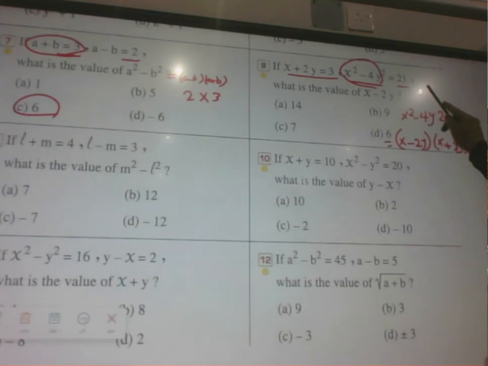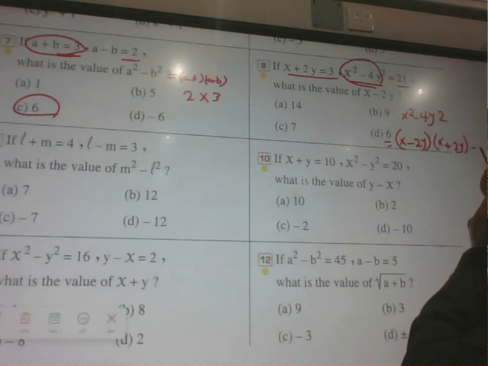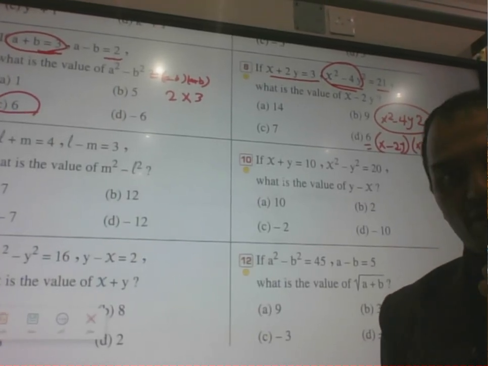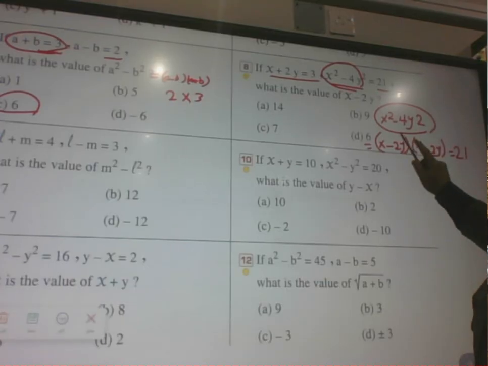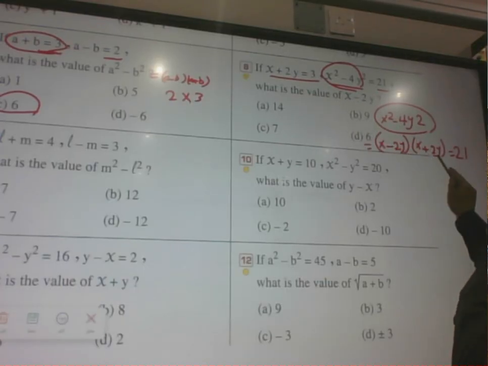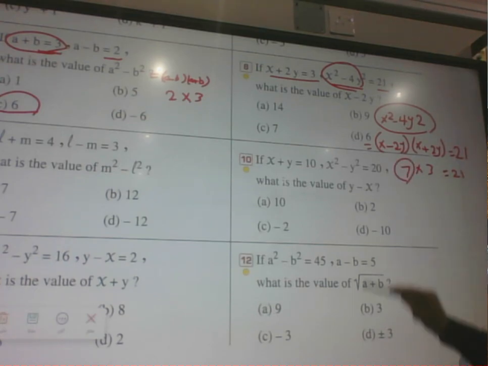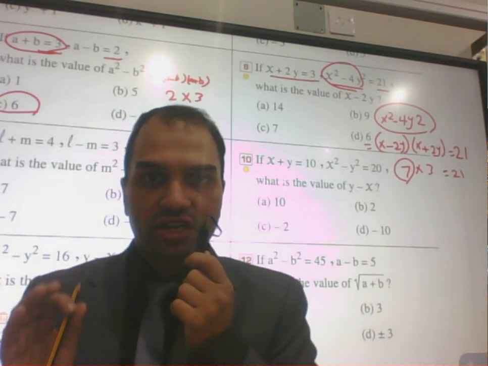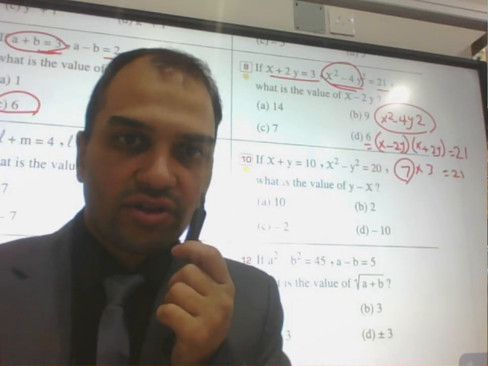Okay, now we can put the value of the product together. He gave me the number, which was 21. The value of the expression here was 21. Now we have the value of x plus 2y equals 3. Then 3 times what equals 21? 3 times 7 equals 21. So the value of the expression x minus 2y equals 7. Choose letter C.